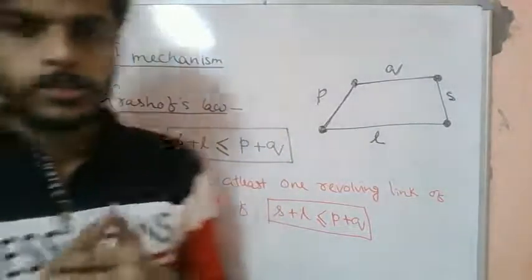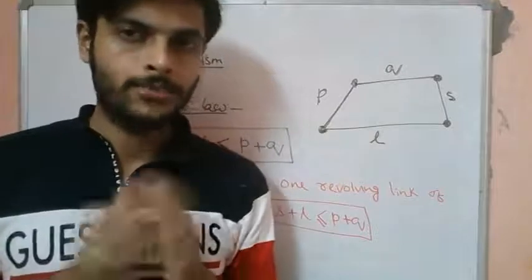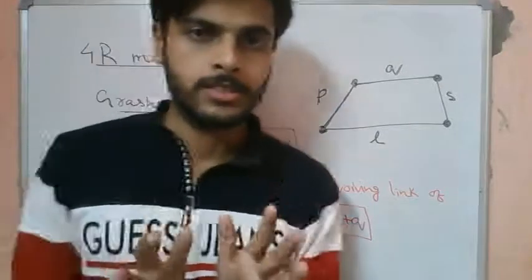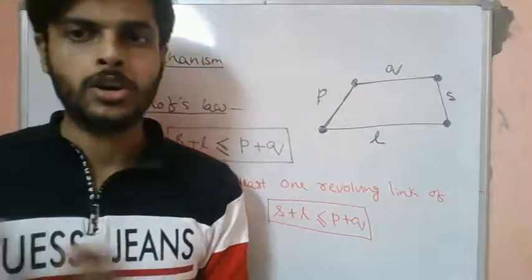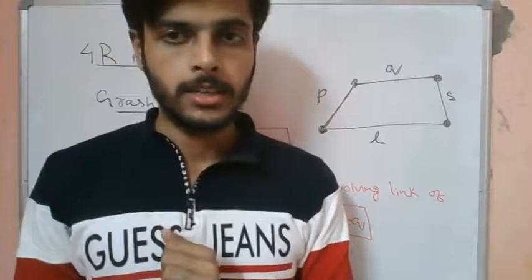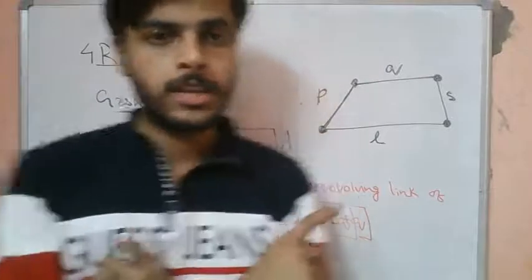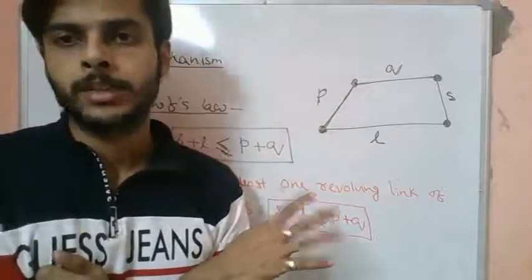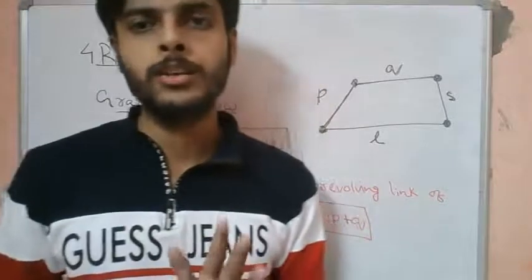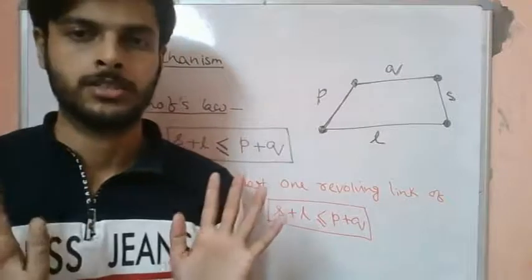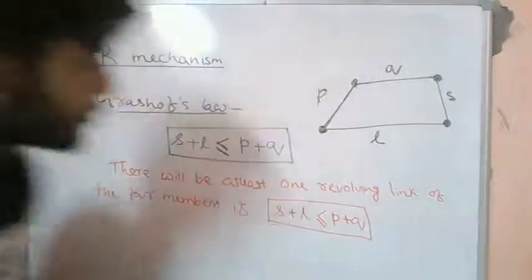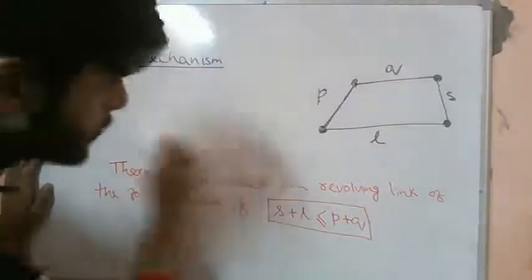I will repeat again. Grashof's law states that in a 4-bar mechanism, if the sum of the link lengths of the shortest and the longest link is less than the sum of the link lengths of the other two links, then there will be at least one link which will be performing a complete rotation. Okay, fine. So we will see which one will be performing a rotation. Let's see.